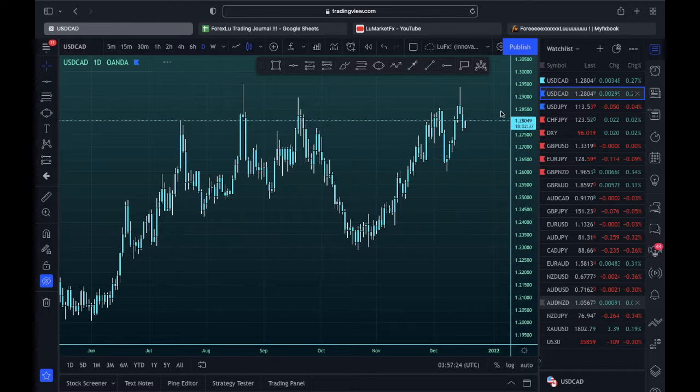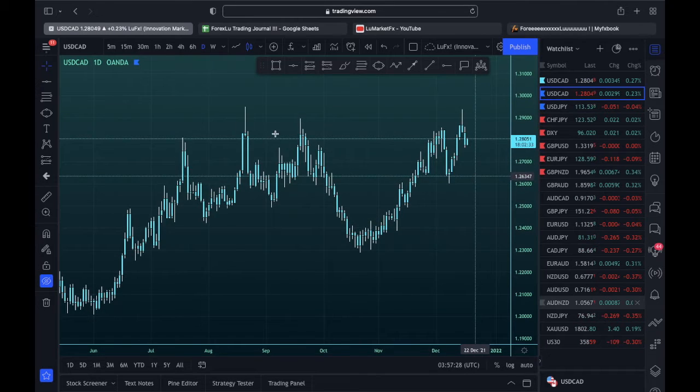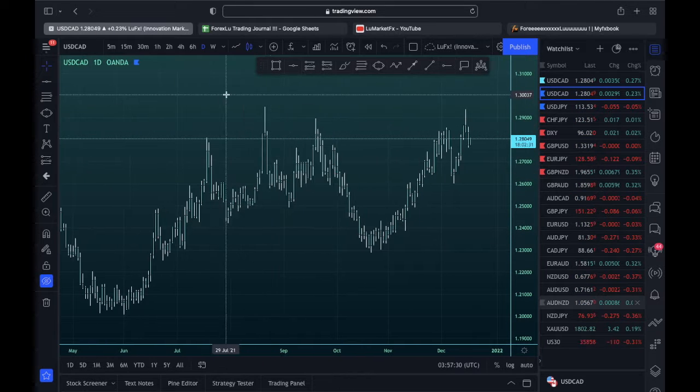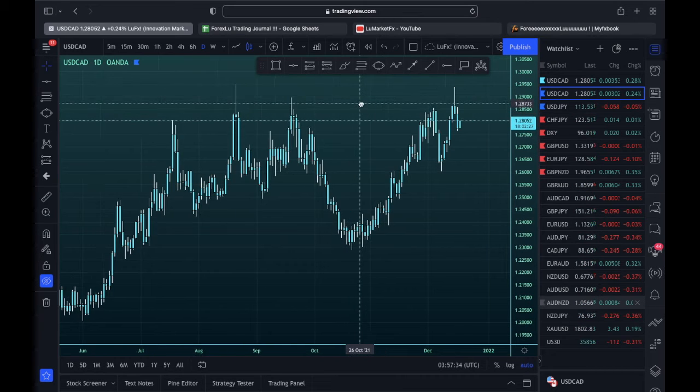So let me go down to the clear chart. Let's just talk about it. This is on a daily time frame, and this is where I'm going to start because this gives us a good picture of everything going on right now. So we're just going to start it here.